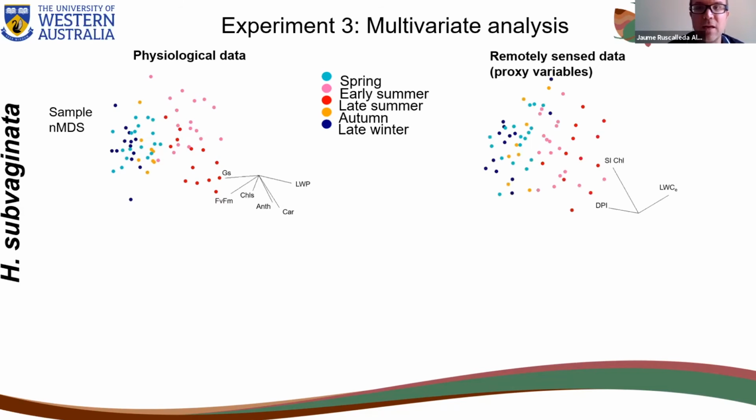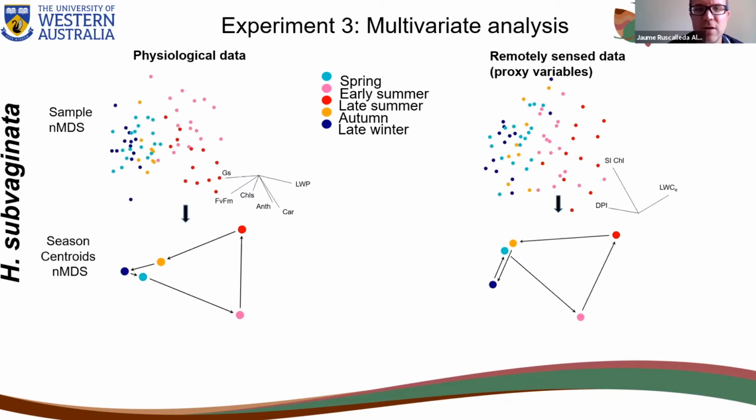And we did the same thing using the remotely sensed data, or what we're calling these proxy variables. And we can see how the separation is also reasonably good, although there is some overlap. You can see that early and late summer are mostly clumped together, whereas spring, late winter and autumn also appear together. There's another step in this analysis that we can do, which is to look at the season centroids, which is basically a summary average point for each season, and where that sits within this multidimensional space. So the closer two points are in this space, the more similar they are, and the farther away, the more different.